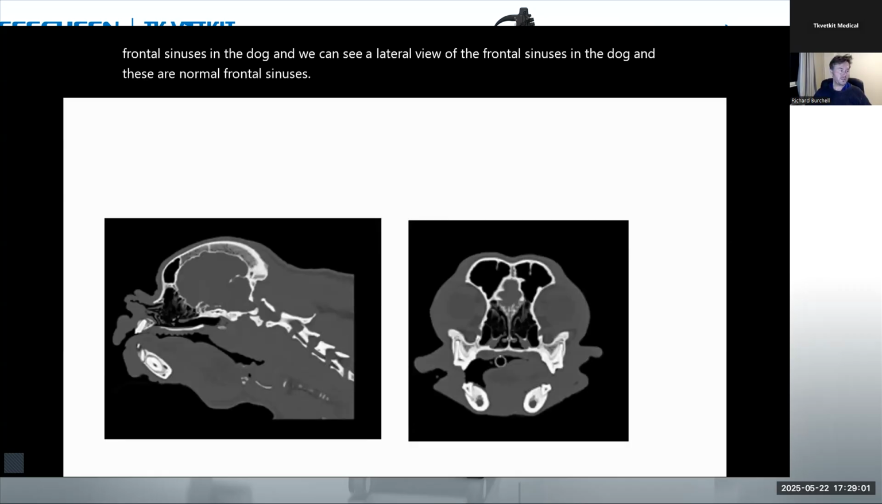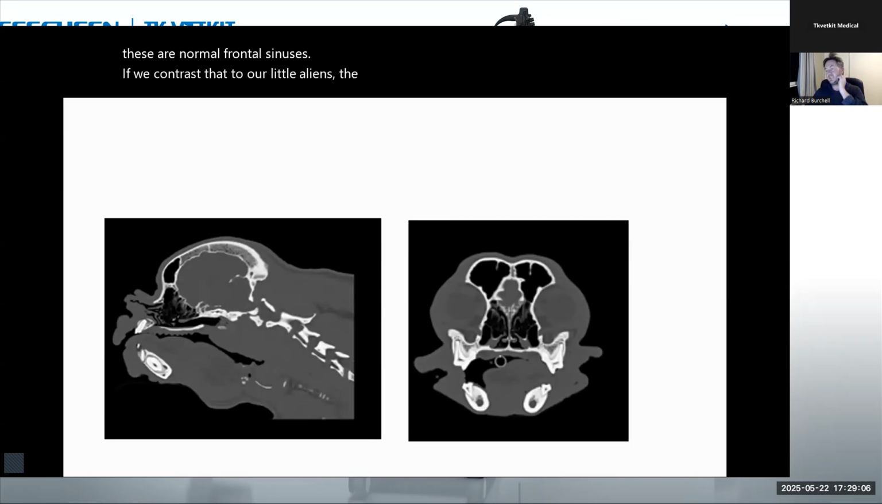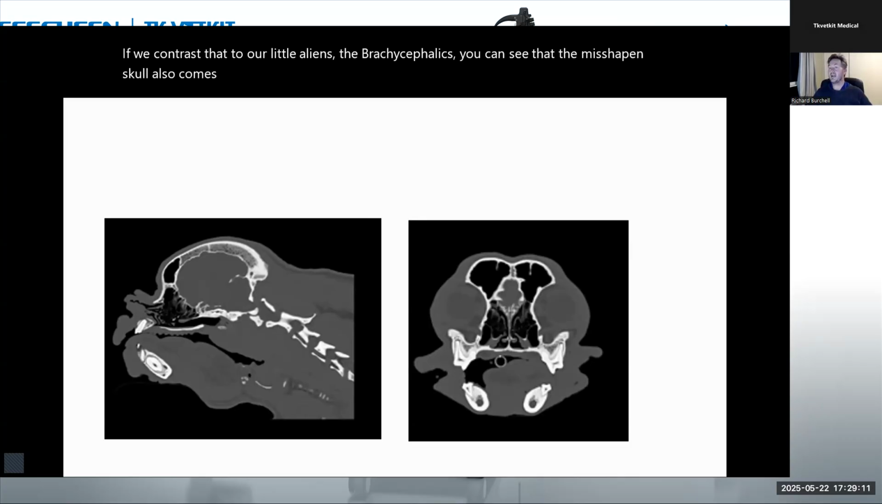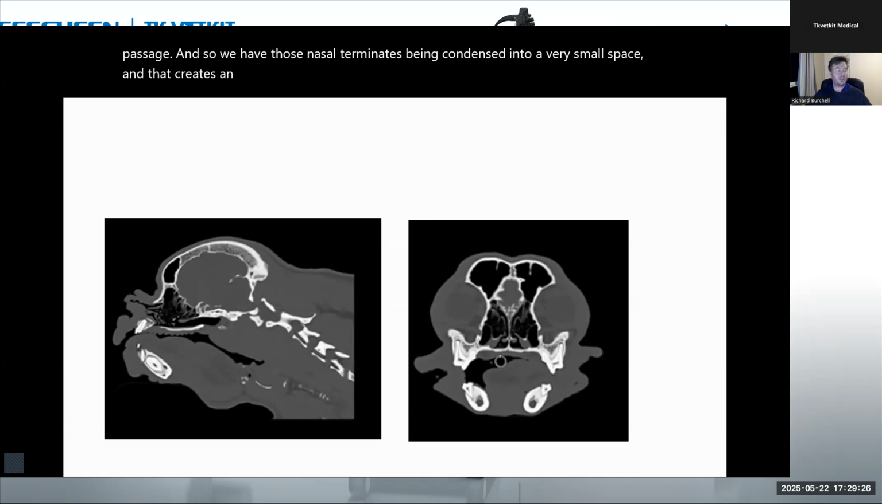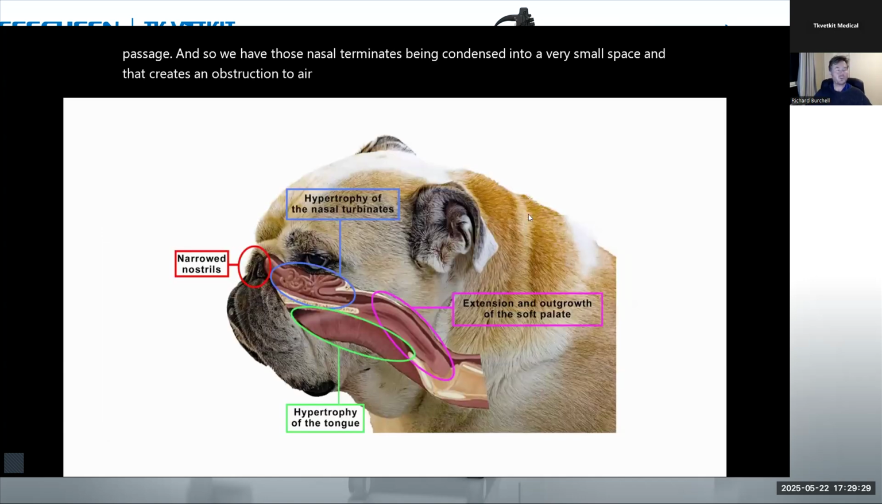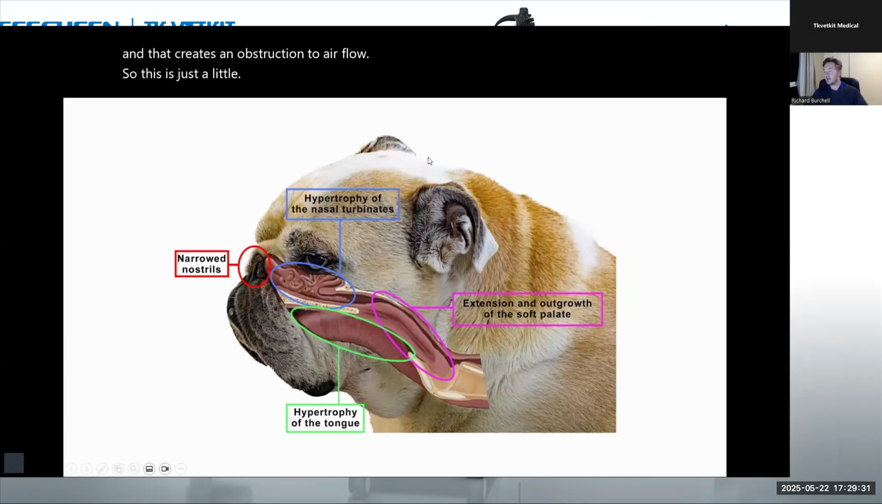If we contrast that to our little aliens, the brachycephalics, you can see that the misshapen skull also comes along with abnormal shaped frontal sinuses and a very, very short nasal passage. And so we have those nasal turbinates being condensed into a very small space, and that creates an obstruction to airflow.